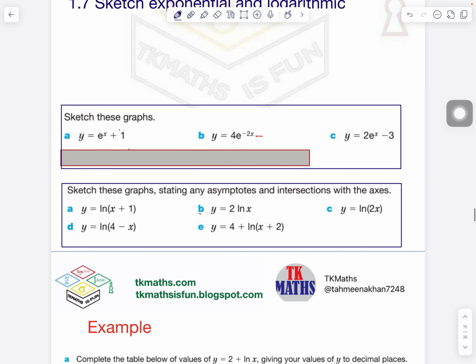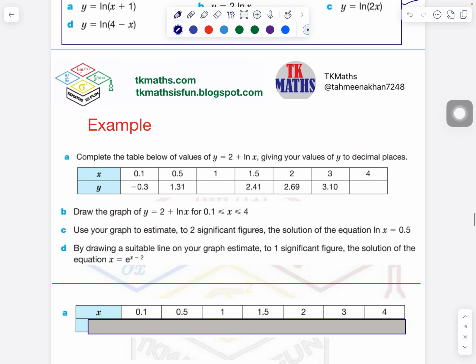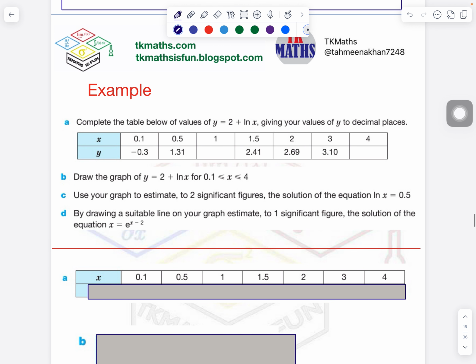In the previous videos, we learned the sketch of exponential and logarithmic functions. We have seen that for an exponential function, we need to focus on two concepts: number one is the horizontal asymptote, number two is the y-intercept. And in the case of log functions, we have to focus on the vertical asymptote and x-intercept. Now in this video, we will see these types of questions. I have taken one example here and the other one I will solve in front of you.